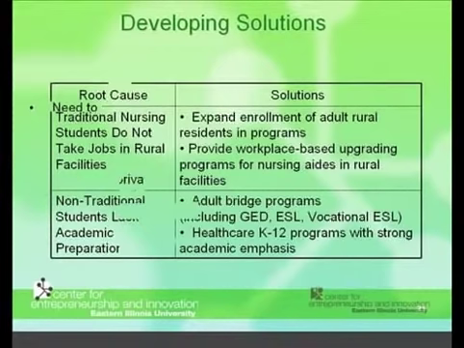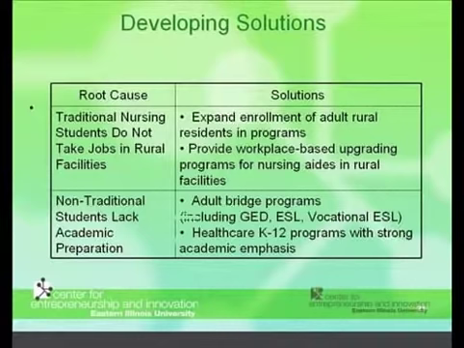Another root cause is that non-traditional students often lack academic preparation. There are many creative solutions to address that. We can look at adult bridge programs, including GED programs, English as a second language, or vocational English as a second language. The bridge program concept is to give fast-paced remedial training and education so that people can quickly bring their skill levels up to enter degree and certificate programs.